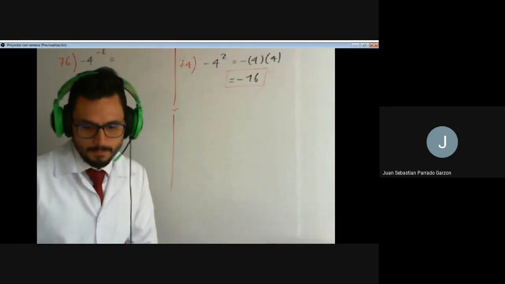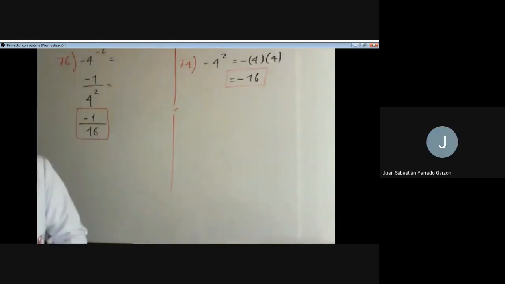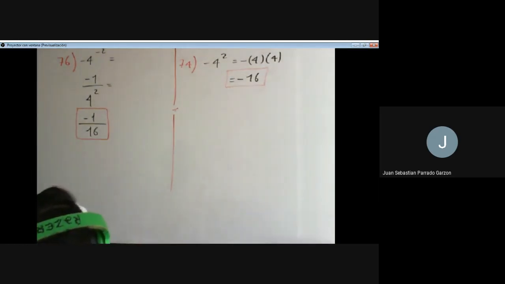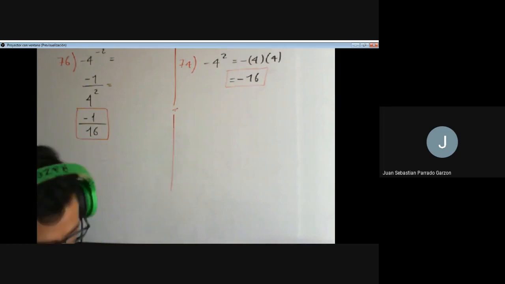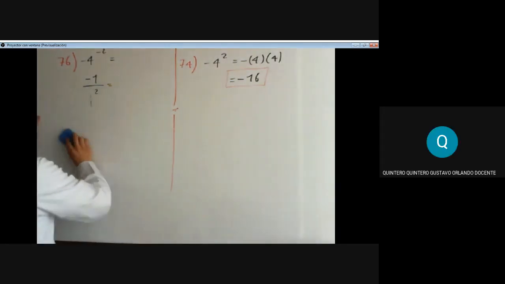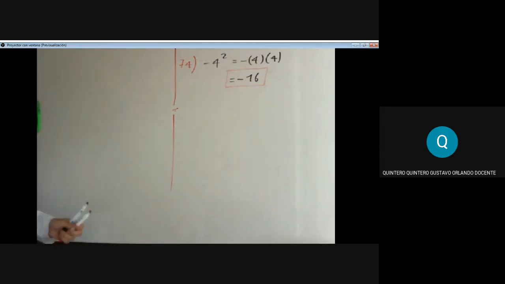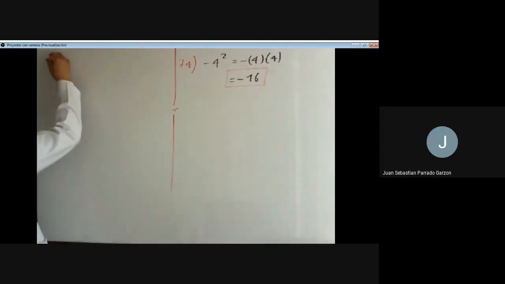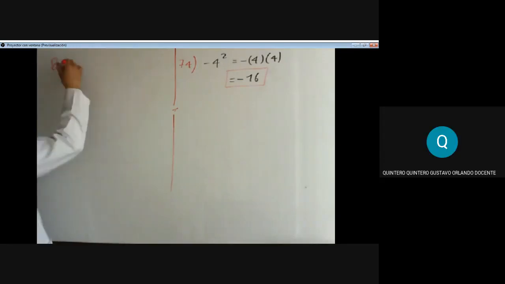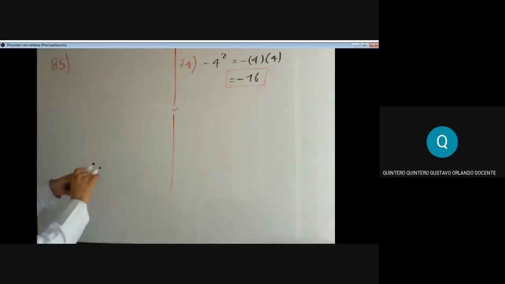In number 85, I do it, but it says in parentheses 8x3. Let me erase, and okay, I'll write it. 85, what did you say? Parentheses, but the question, 85? 85. Cool. All right, read it to me, please.